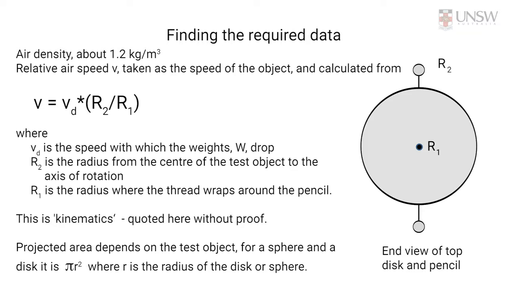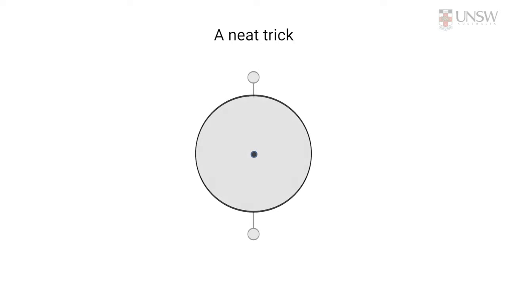Calculations like this are a part of dynamics called kinematics. You can take it from us or search the web for an explanation. Projected area depends on the test object. For a sphere and a disk, it is pi r squared, where r is the radius of the sphere or disk. We can estimate the drag force Fa from the force in each thread by taking moments about the axis of rotation.